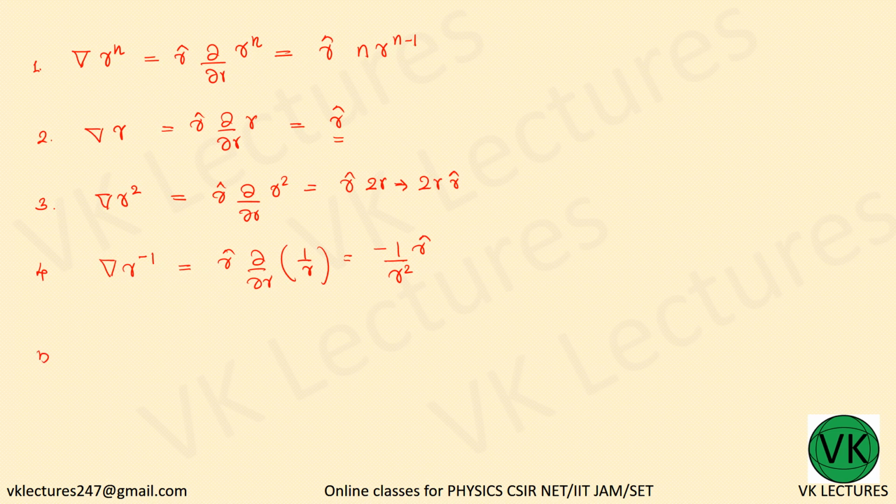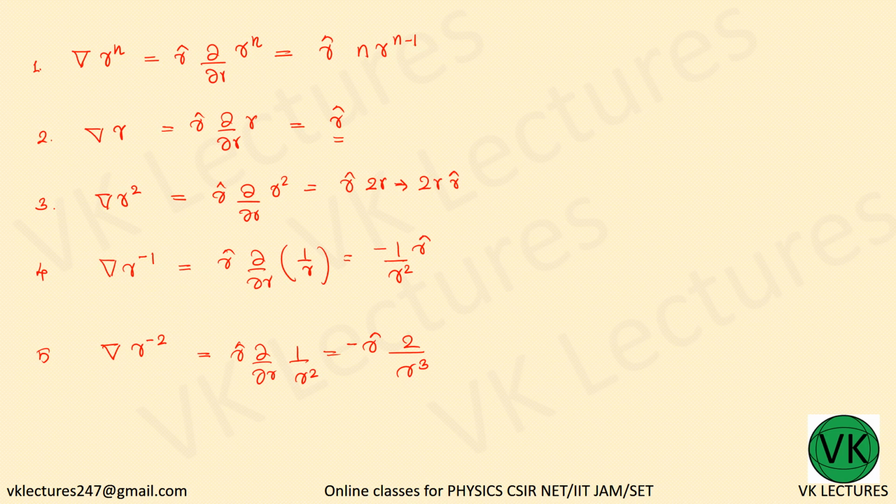Now the fifth one, this is important. This is where most of the time we find the gradient of 1 by r square. So r cap dou r of 1 by r square is equal to r cap times 2 divided by r cube with the minus sign. So minus 2 r cap by r cube.